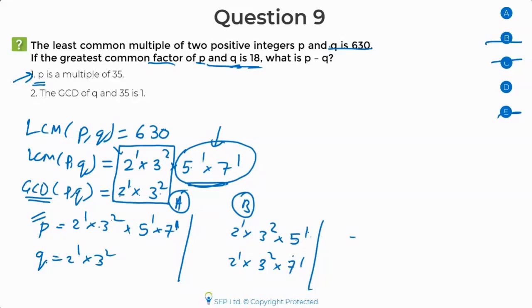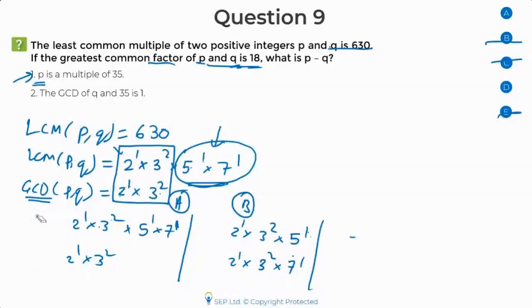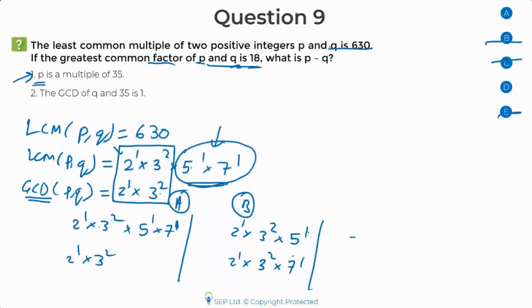Let me go to statement 2. And when I'm going to statement 2, I'm going to have to remove this. I don't want to be biased with statement 1. So now I'll look at the second statement. They're saying that the GCD of Q and 35 is 1. Okay. Now, I don't know what Q is. What I will do is I'll look at both the cases and see in which case the GCD of Q and 35 can be 1.